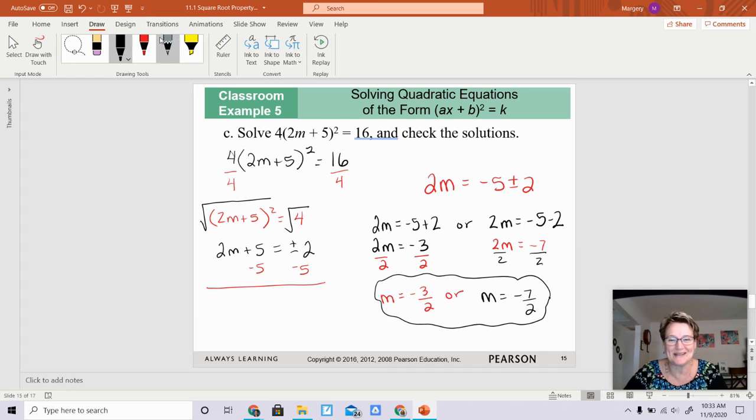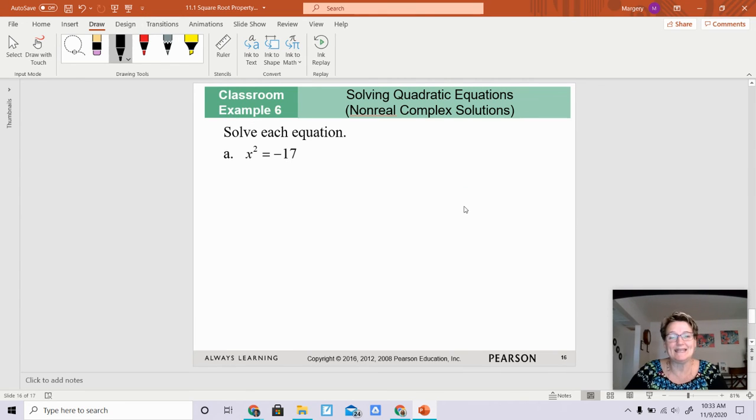Alrighty, let's see what else we have. All right, now you guys, what happens if what's under the radical is going to be negative? Remember lesson 1 when we had imaginary numbers? Well, this is when we're going to come up with imaginary numbers.